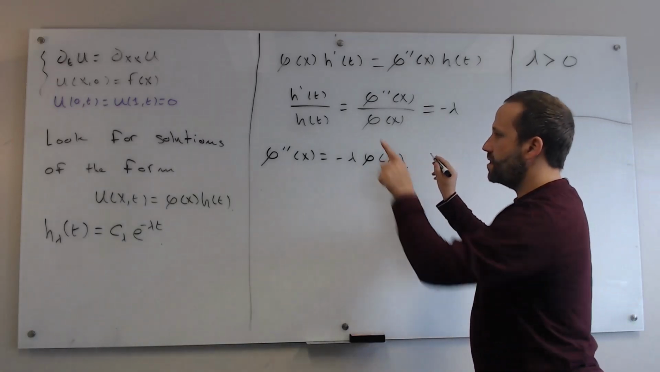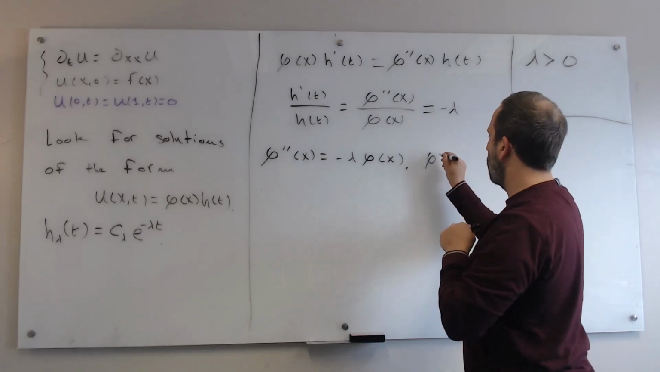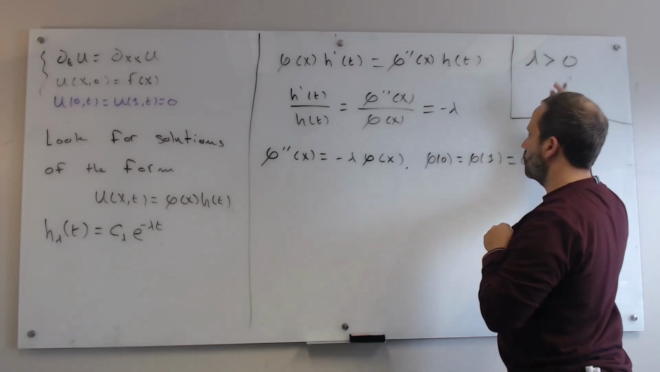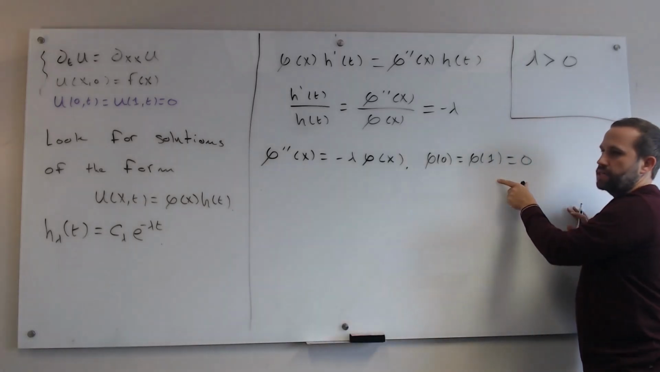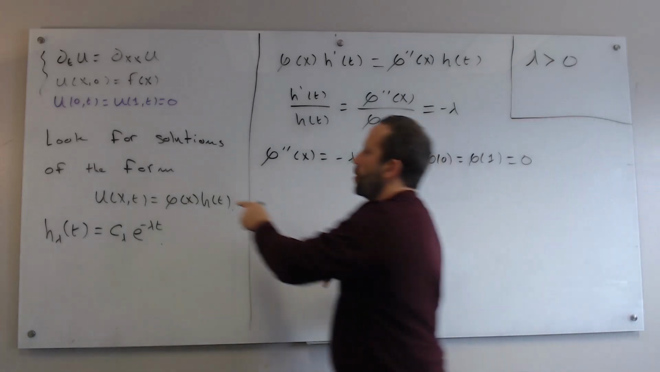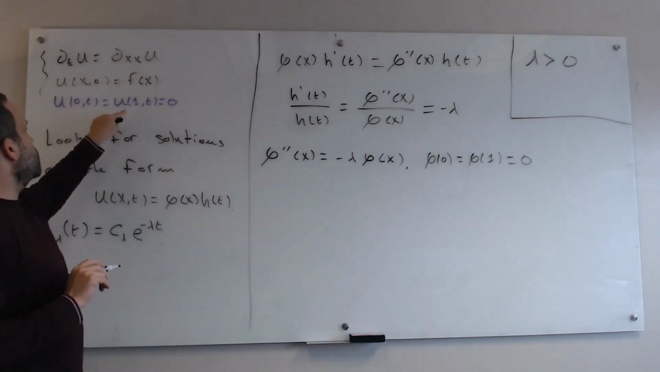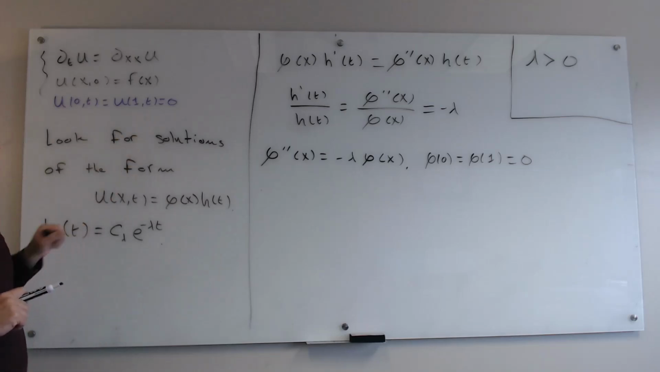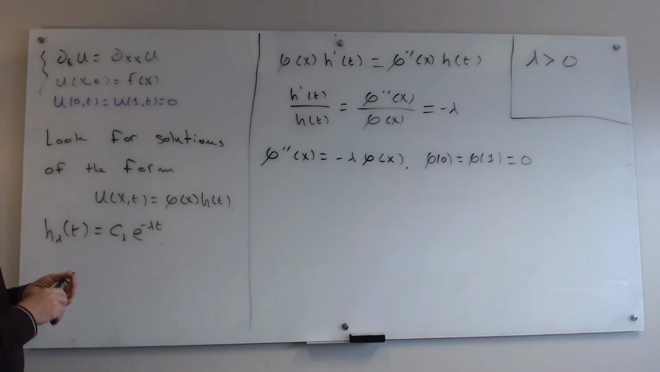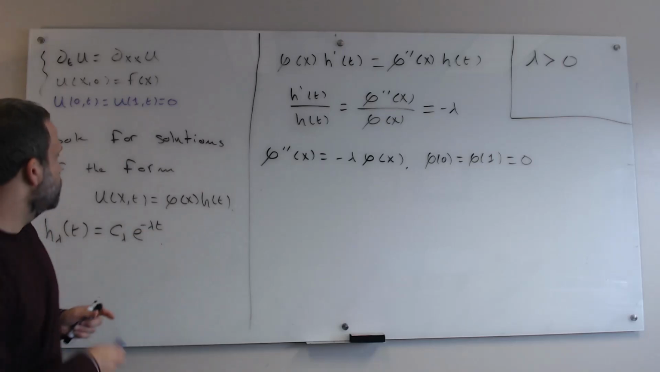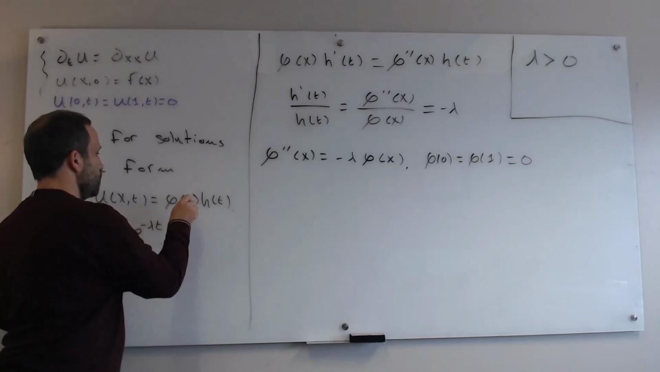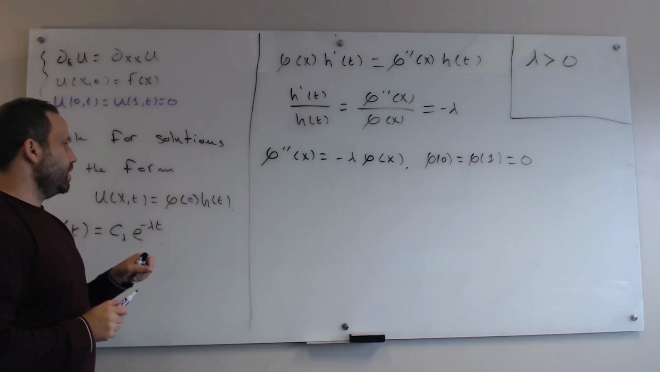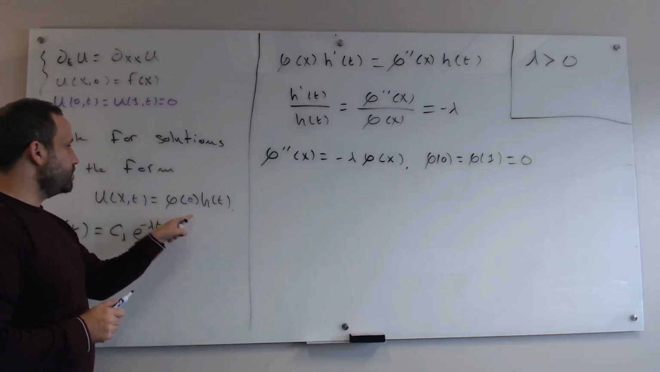However, if we add the boundary conditions, phi of 0 equals phi of 1 equals 0, then we do know this. Where do these boundary conditions come from? Well, we know that u of 0,t and u of 1,t are going to be equal to 0 for all values of t. So if I plug in x equal to 0, this function is going to be equal to 0 for all values of t. The only way that can happen is if phi of 0 is equal to 0.